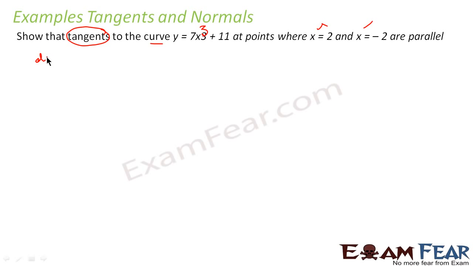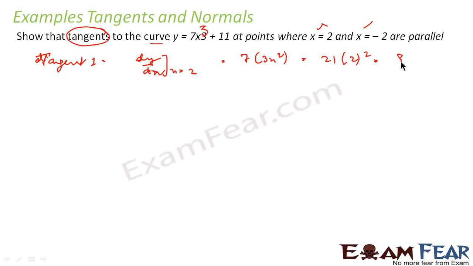The first tangent, I'll say tangent 1 is nothing but dy by dx at x is equal to 2. This is nothing but 7x cube plus 11. If you differentiate, this becomes 7 into 3x square, right? Plus 11 becomes 0. So that becomes 21 into 2 square. That is 21 into 4, that is 84.